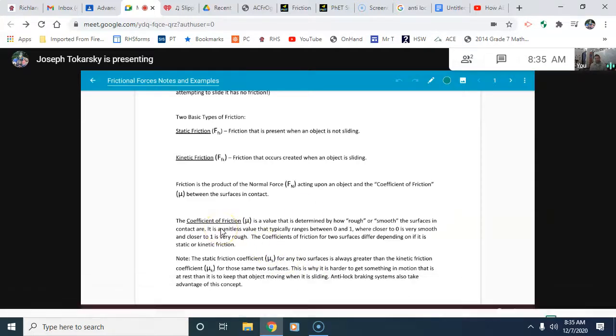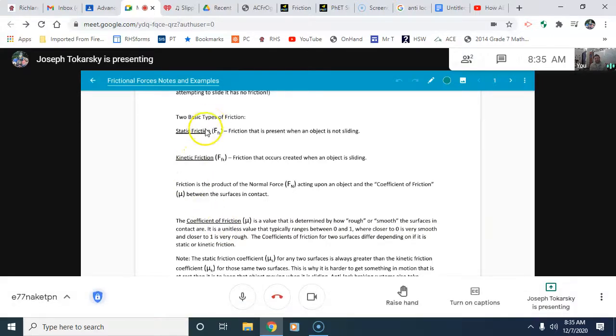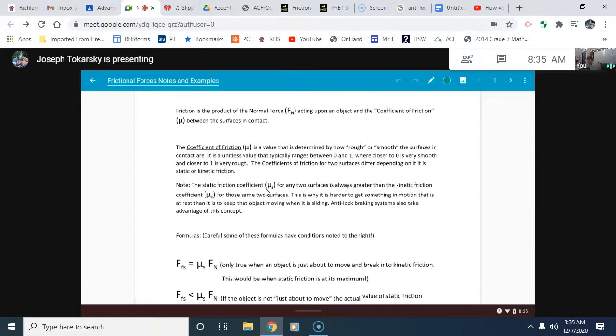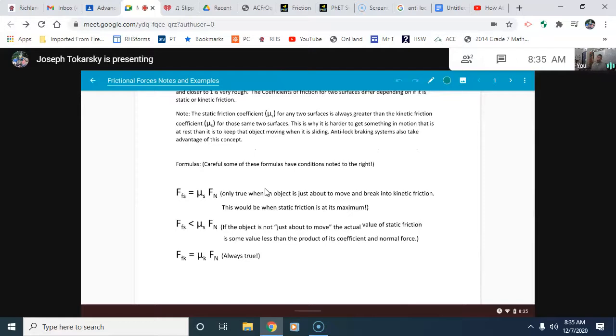Okay, so that's a good, simple, quick example to understand that. And again, if you're trying to slide but not sliding yet, you're under static friction, and if you're sliding, you're under kinetic friction. So now's the time to look at the formulas involved with this stuff. And they all look kind of the same, but there's some small differences we have to be careful with, especially with static friction.